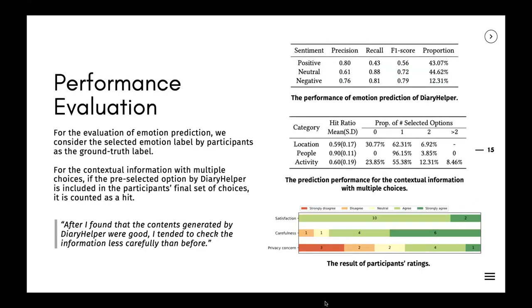We also evaluated the prediction performance of DiaryHelper quantitatively. For the evaluation of emotion prediction, we considered the emotion label selected by participants as the ground truth label and computed precision, recall, and F1 score. For each contextual information with multiple choices, such as location, people, and activity, if the pre-selected option by DiaryHelper is included in the participant's final set of choices, it is counted as a hit. Based on the results in these 2 tables, it demonstrates a decent performance of DiaryHelper.